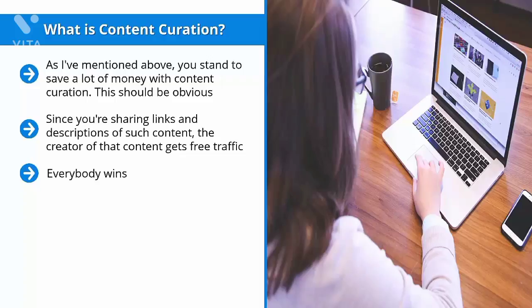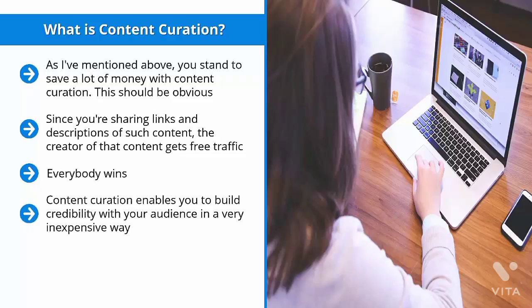This is how it's supposed to work. You win big time because you save a tremendous amount of money not having to create a huge amount of original content. If you've ever tried to write your own stuff or outsource content creation, whether in the US or to other parts of the world, it can get quite expensive very quickly. Content curation enables you to build credibility with your audience in a very inexpensive way. You use other people's content. You get to entertain them, build credibility, and gain their trust.